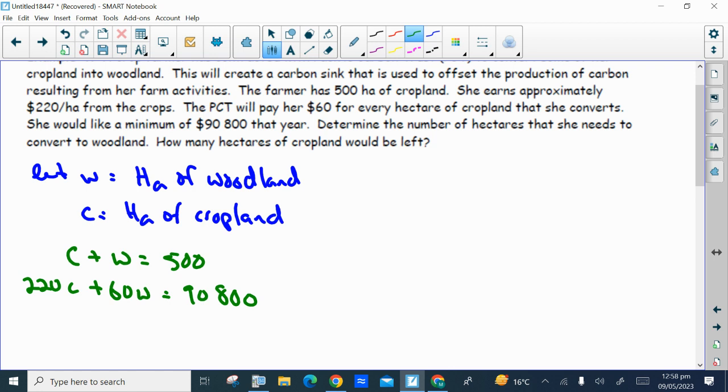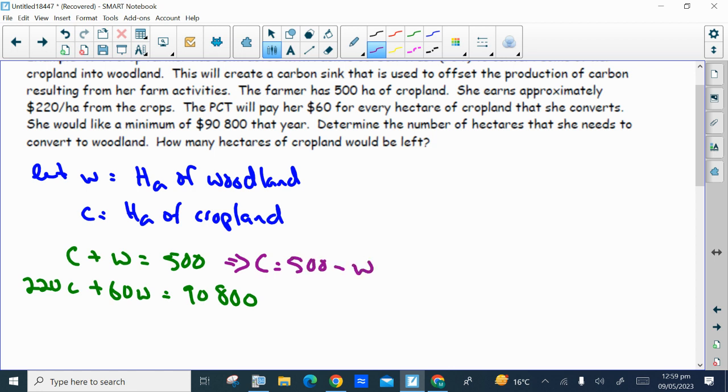Now, yesterday and today so far, we've been using the method of elimination, but don't forget about the method of substitution. I'm going to use substitution for this one. I'm going to take that first equation. I'm going to get C by itself by subtracting W from both sides.